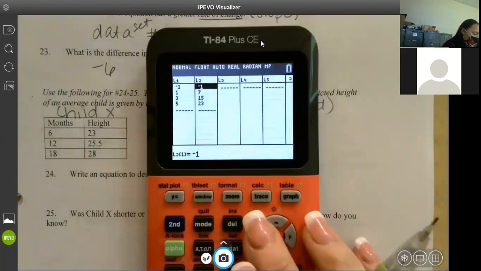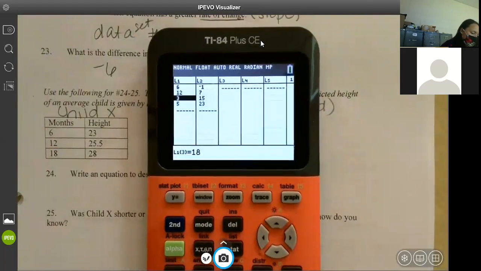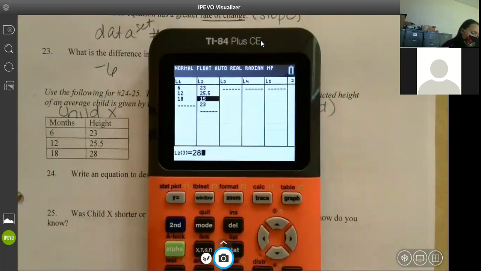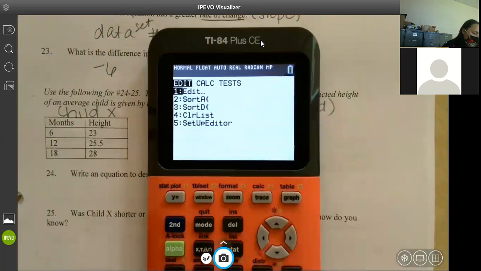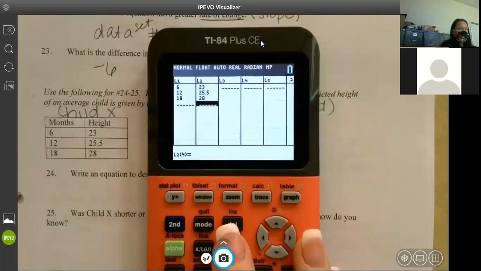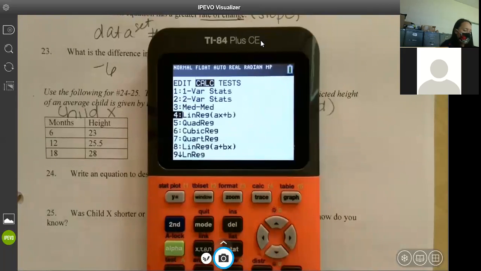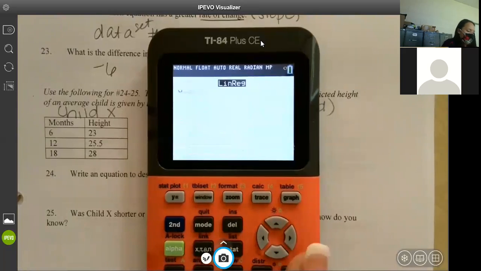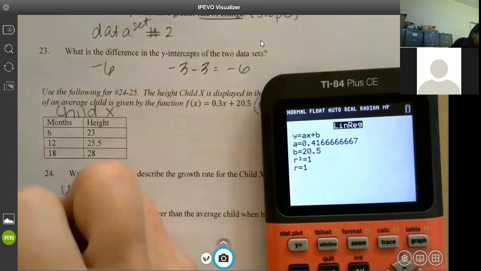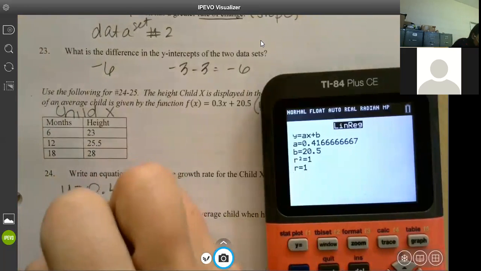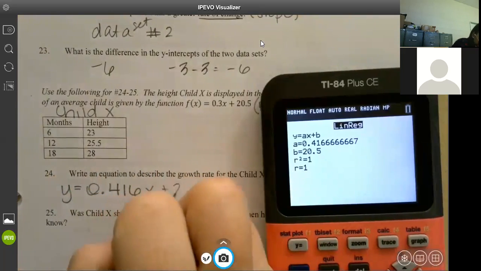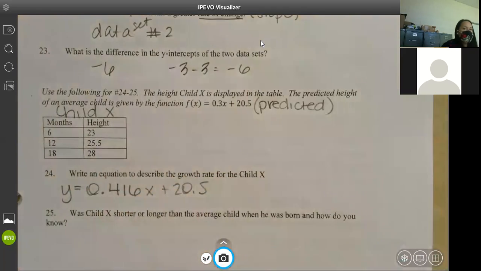We're going to go into stat and edit. 6, 12, and 18. 23, 25.5, and 28. So stat, calc, linear regression. It says, write an equation to describe the growth rate for child X. That's what we just did. Y equals, you don't have to put all these digits, 0.416 x plus 20.5.